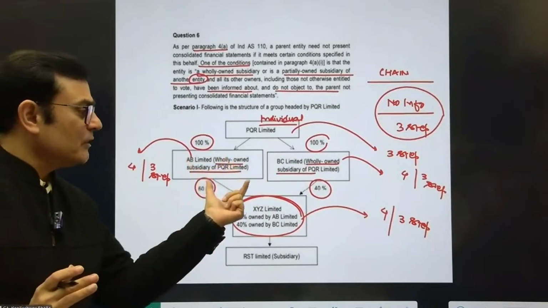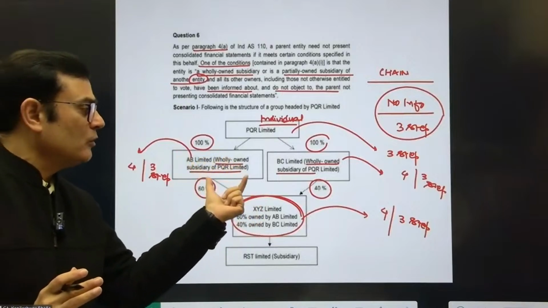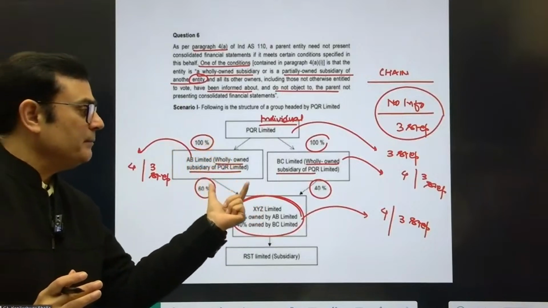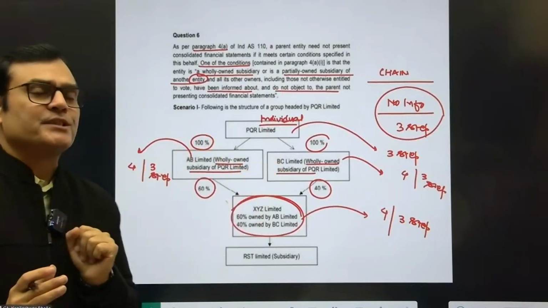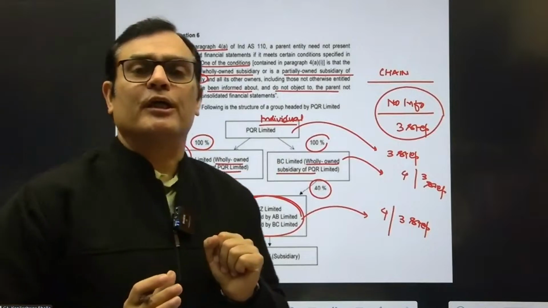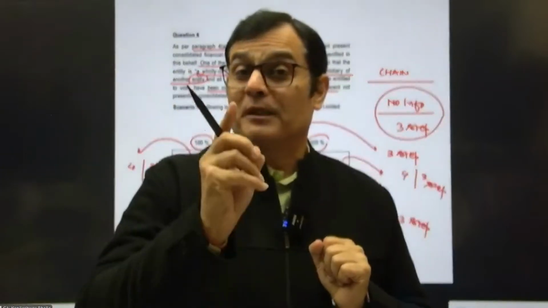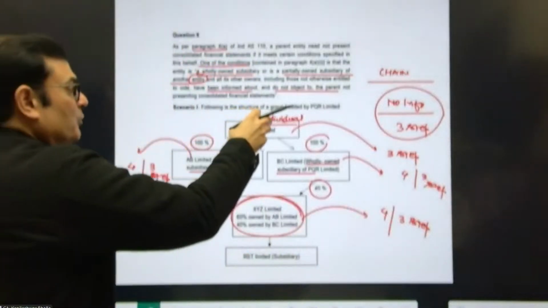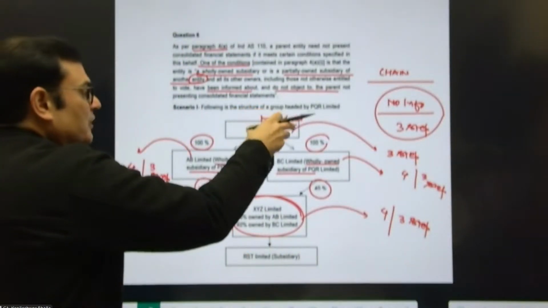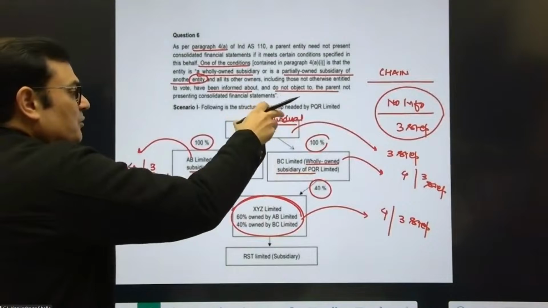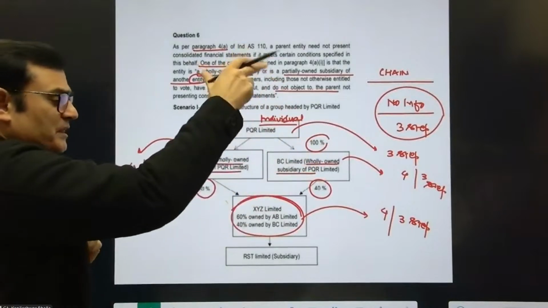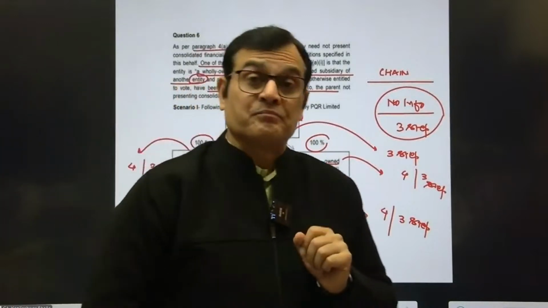Because he is the parent of this company. It is partly owned by company AB, and this is the NCI. I will need information and a no objection from company BC. Had it been the case of company PQR, you don't need a NOC from BC. But if it is an individual, I need a NOC from BC. I hope the chain is clear.